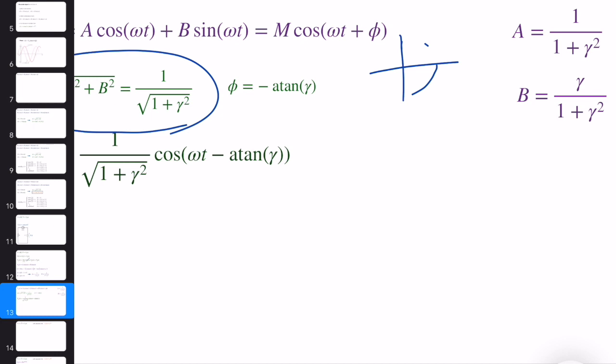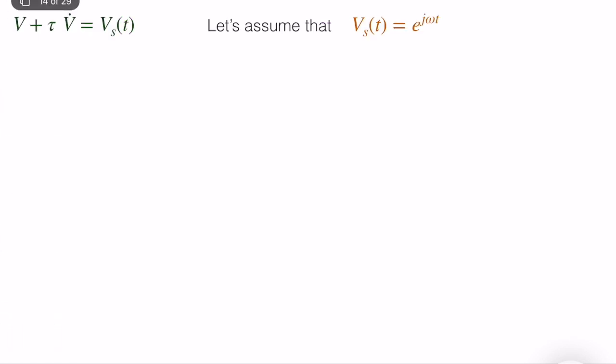Now let's play with the system and try to do something that is not very realistic from a physical point of view, but mathematically perfectly fine. Let's assume that instead of cosine omega t, my input is e to the power j omega t.